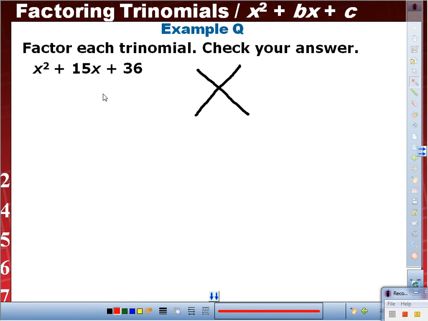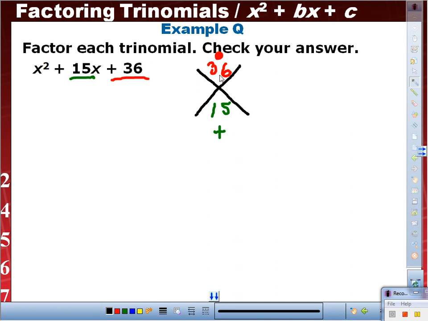So watch. I'm going to write the last term on top. I'm going to write a multiplication sign. The middle term on the bottom. And I'm going to write a plus sign. What does that mean? That I need to find two numbers that when you multiply them give us 36, but when you add them give us 15.